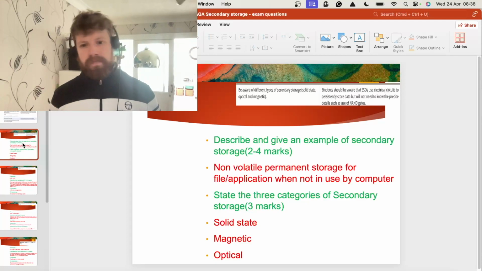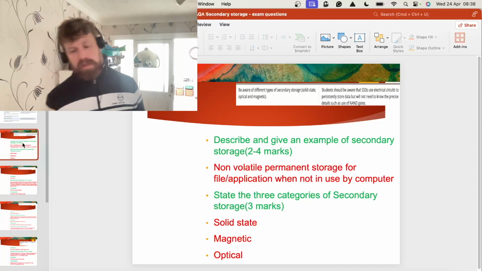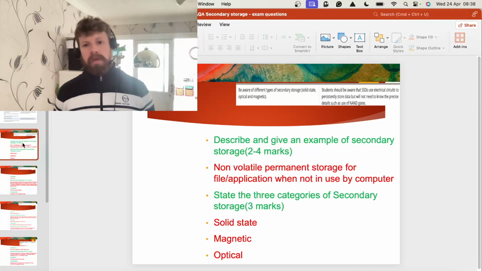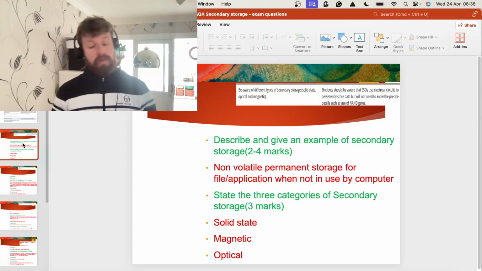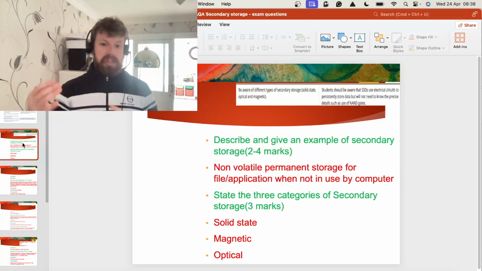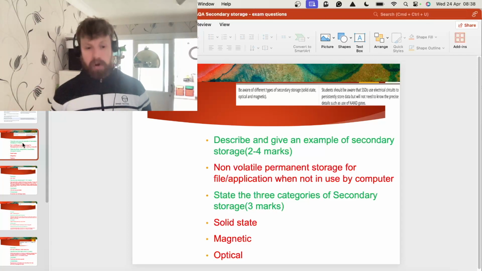So quick point, we're going to have a quick look at secondary storage. So let's give an example of secondary storage and be able to describe it. We've got it's non-volatile permanent storage. Remember, non-volatile just meaning when it doesn't have power and you turn it back on, it remembers everything. An example of this would then be one of the three categories, which is solid state, magnetic, and optical.